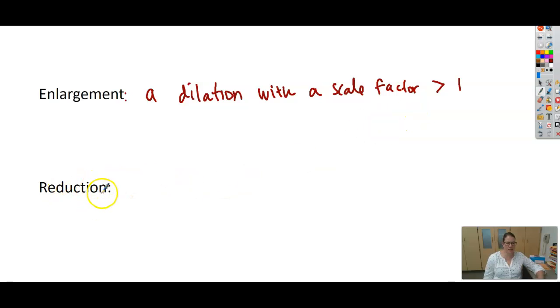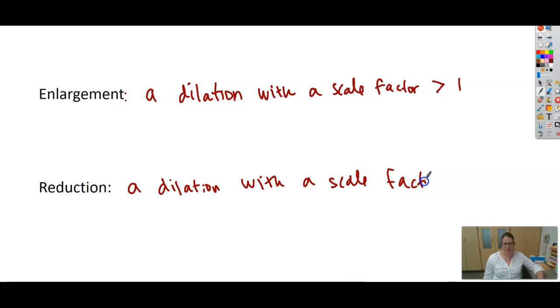If it's a reduction, it's going to get smaller. So a reduction is a dilation with a scale factor that is less than 1. Actually, I should say it's between 0 and 1. Okay, it's bigger than 0, but it's less than 1. So, for example, my scale factor might be 1/2 or 1/4 or 1/9. Okay, you're not going to have a scale factor that's negative.